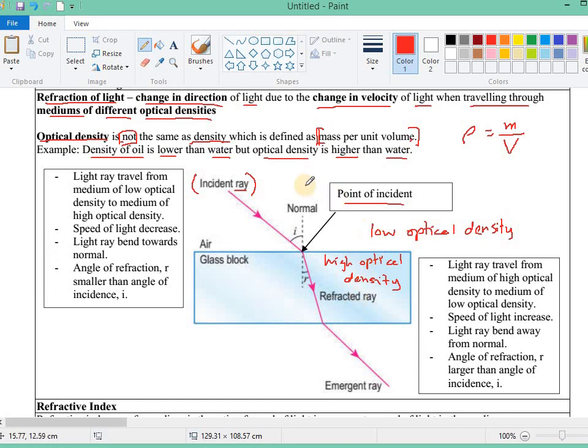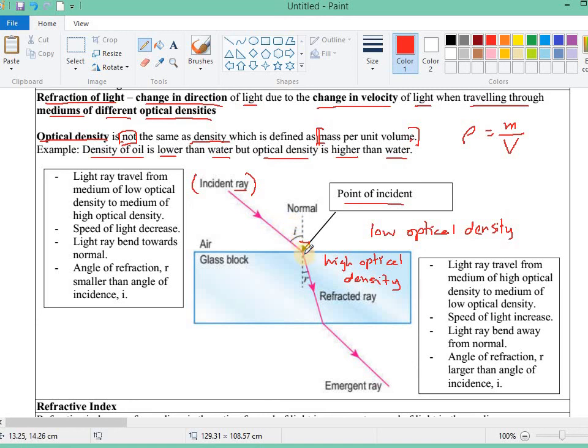This is actually the same as what we learned in waves. The normal is the line that is perpendicular to the boundary between the two media. And this angle is the incident angle, i. The incident angle is measured from the normal to the incident ray.